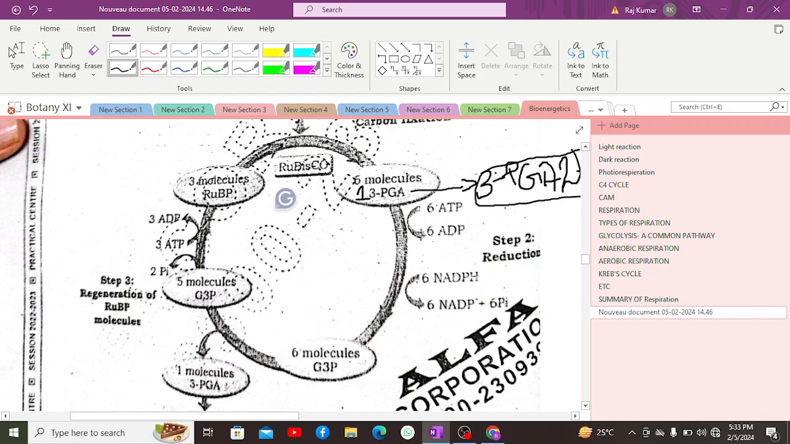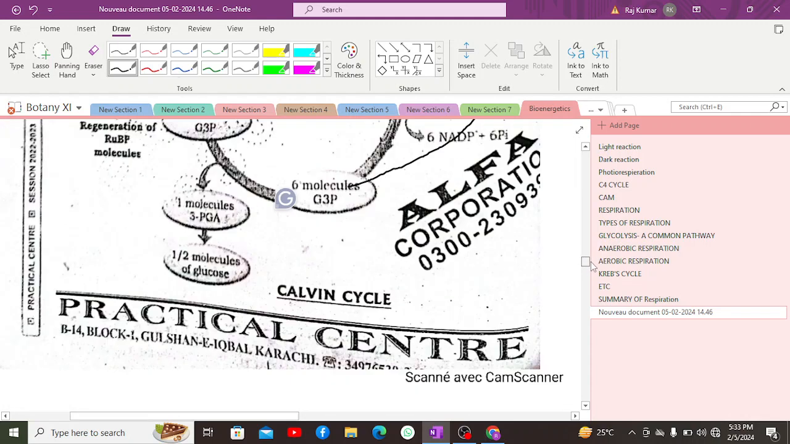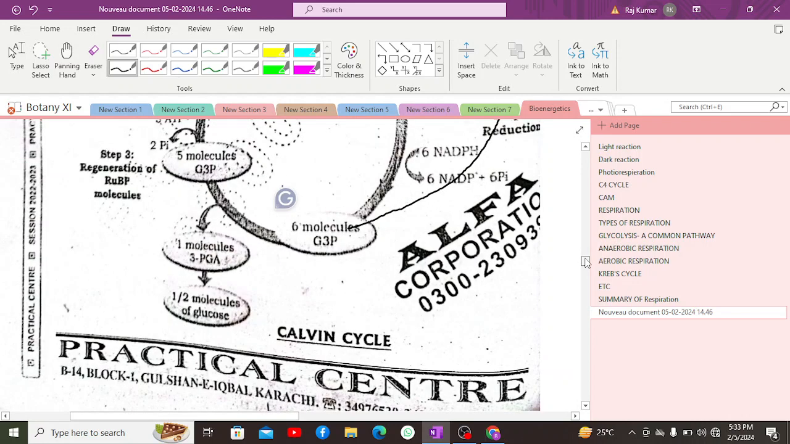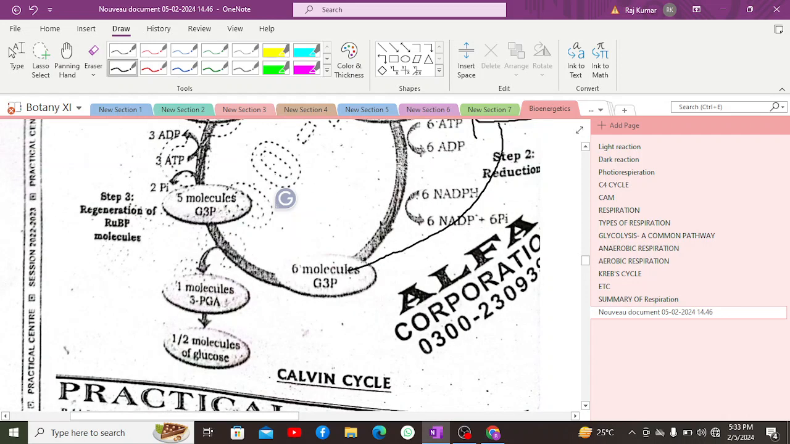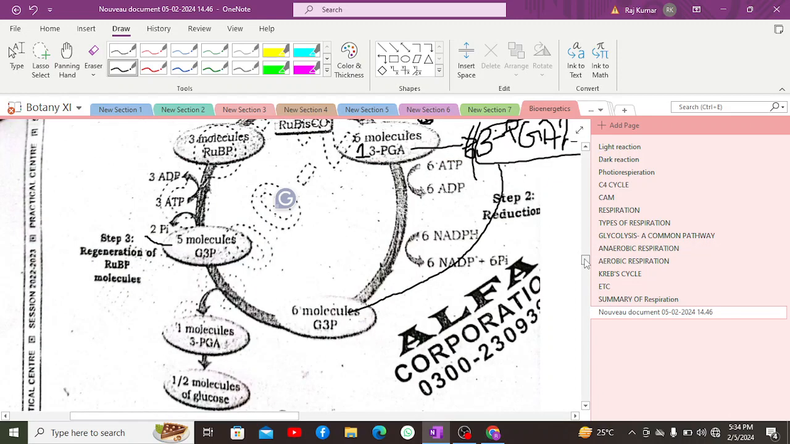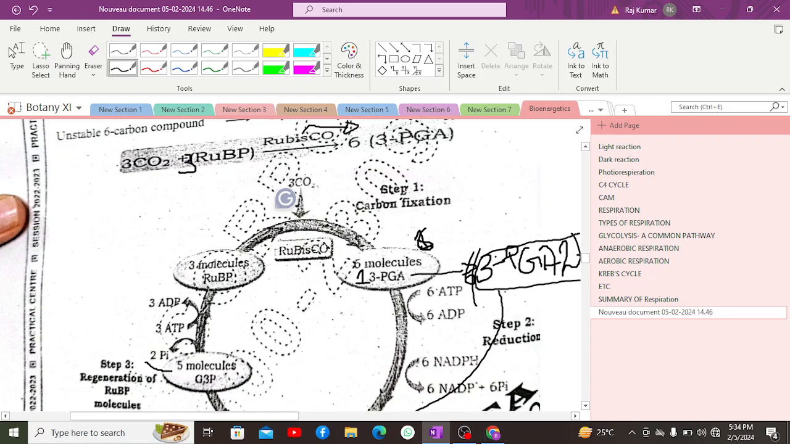Since we have got 12 molecules of 3-phosphoglycerate, there will be formation of 6 molecules of 3-phosphoglyceraldehyde. After that, these 6 molecules of 3-phosphoglyceraldehyde will be obtained, apart from which one molecule of 3-phosphoglyceraldehyde will be taken outside, while 5 molecules of 3-phosphoglyceraldehyde will now be regenerated using the enzyme ribulose bisphosphate, and converted back into ribulose bisphosphate.